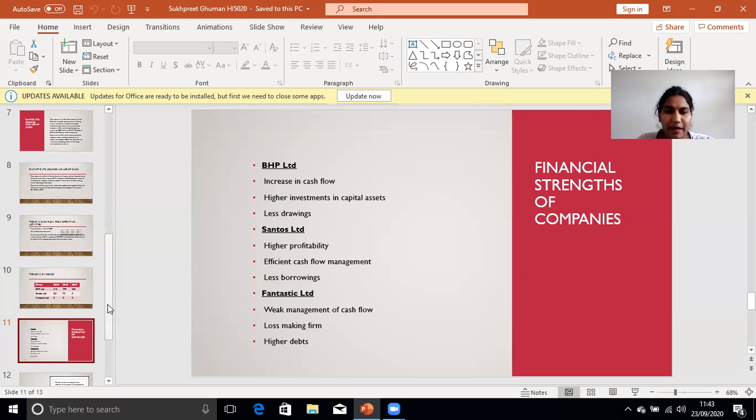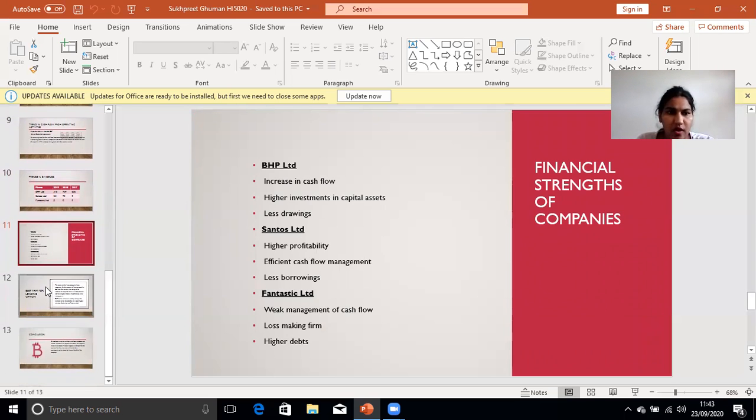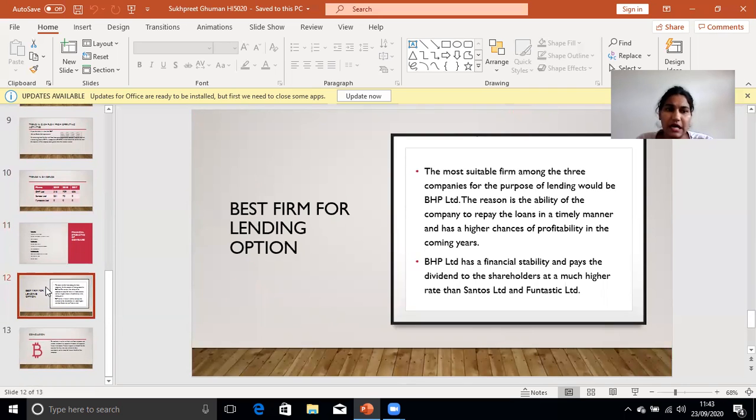My last second slide will show about the best firm for lending option. Which one is the best firm for lending option? Is it BHP Limited, Santosh Limited, or Fantastic Limited? The most suitable firm among the three companies for the purpose of lending would be BHP. BHP Limited is the best firm for lending option.